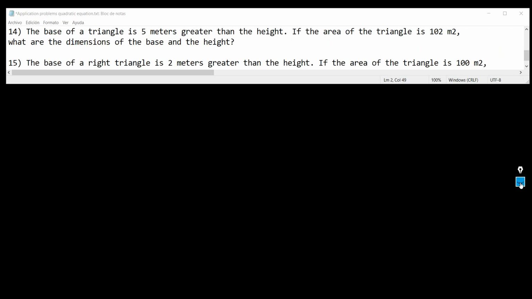Number 14 goes like this. The base of a triangle is 5 meters greater than the height. So let's draw any random triangle.